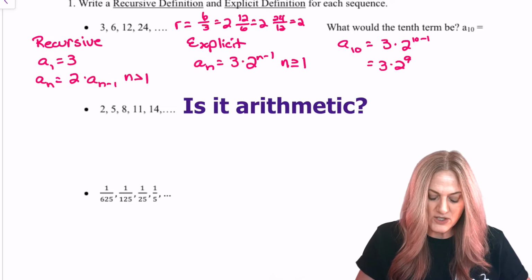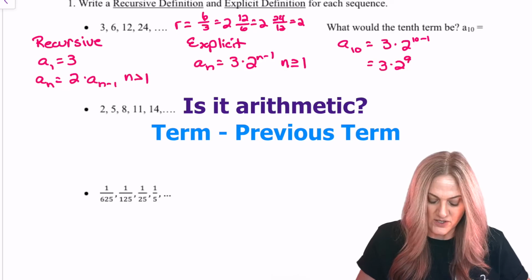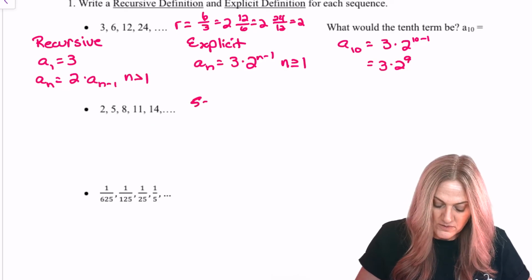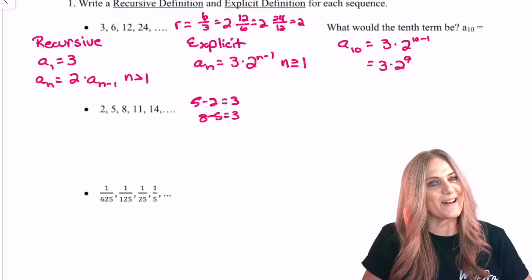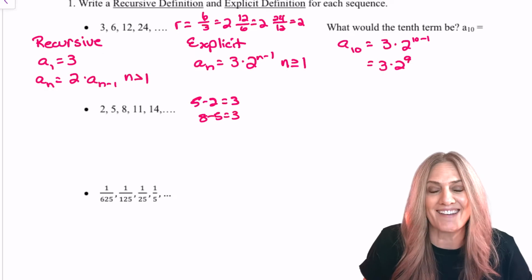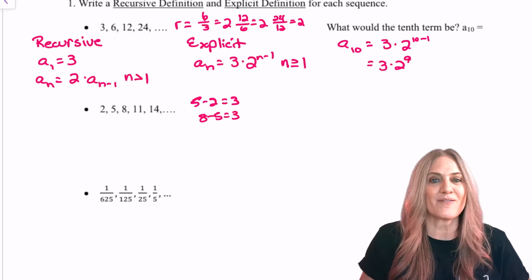Let's see. Term minus previous term. 5 minus 2, well, that's 3. 8 minus 5, that's 3. 11 minus 8, 14 minus 11. This one's arithmetic. Can you remember how to write each of those formulas?